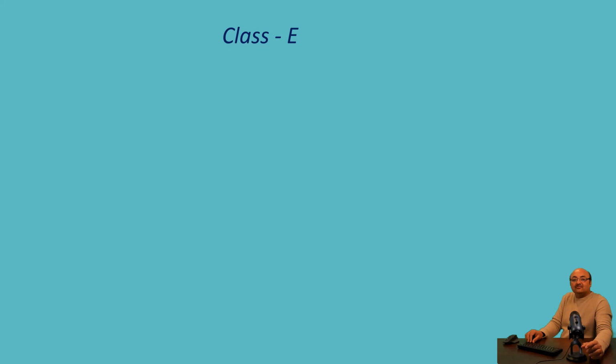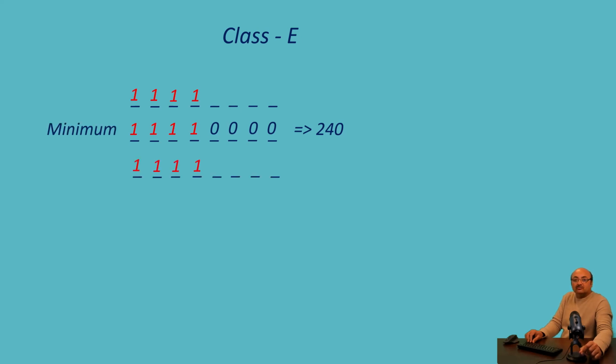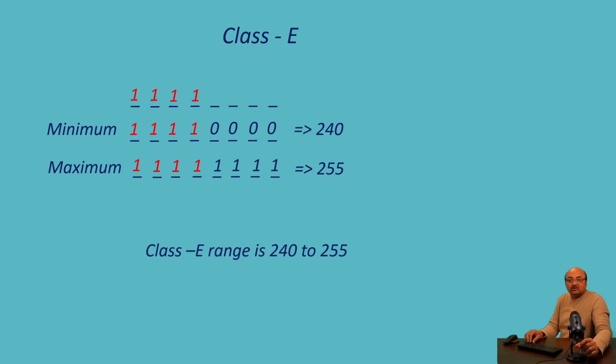And then finally for class E, what we'll do is we'll set the first 4 bits to all ones. 128 bits set to 1, 64 bits set to 1, 32 bits set to 1, and the position for 16 bit is also set to 1. And then for deriving the minimum value, I set the remaining 4 bits to zeros. That gives me the minimum value of 240. And if I set all of them to ones, that gives me the value of 255, which becomes the maximum. So the class E ranges 240 to 255. This is how we derive it.